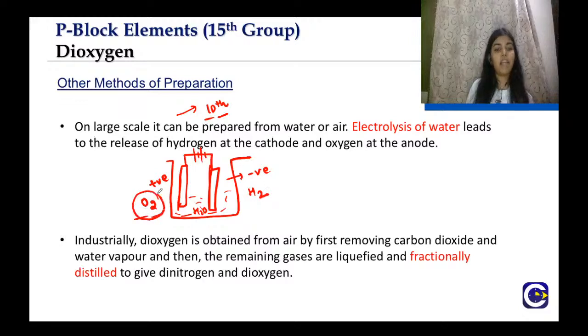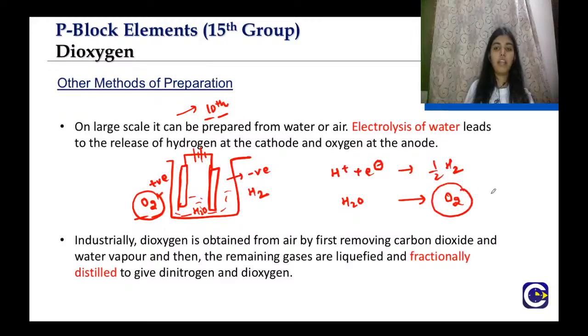I hope we have done electrochemistry, so this will be much more familiar to you: H plus on reduction will give you hydrogen gas, and water on oxidation will give you O2 gas, right. The oxidation occurs on the anode and the reduction occurs on the cathode.